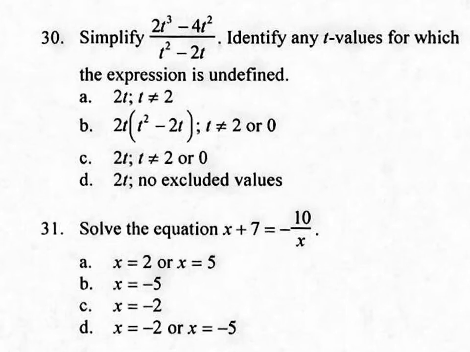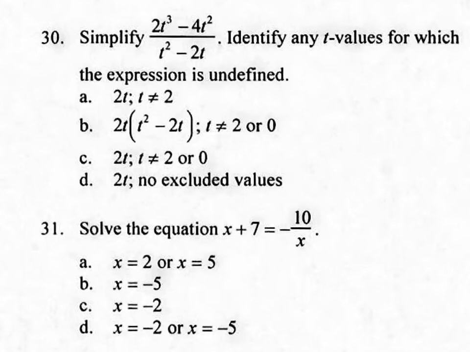So I believe this is the fourth video, part 4, and we're on number 30. And what are they asking us to do? They're asking us to simplify, okay? And then also identify any t-values for which the expression is undefined. So we're first going to simplify by factoring and canceling.